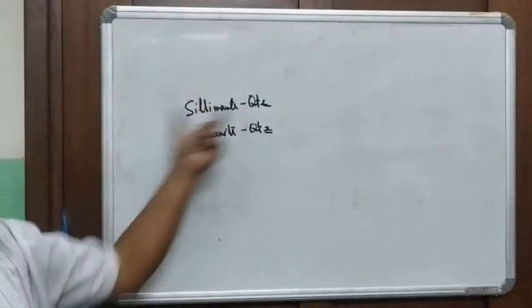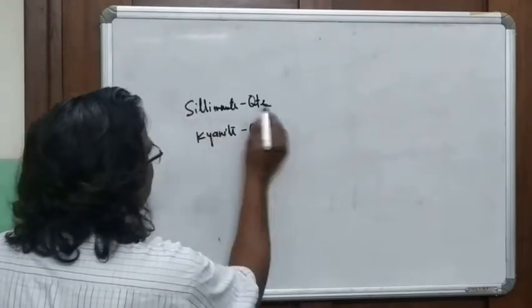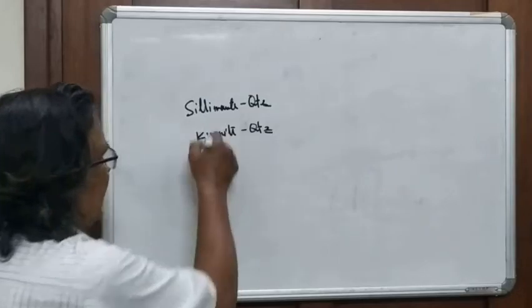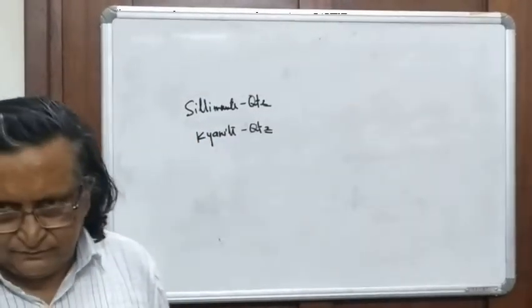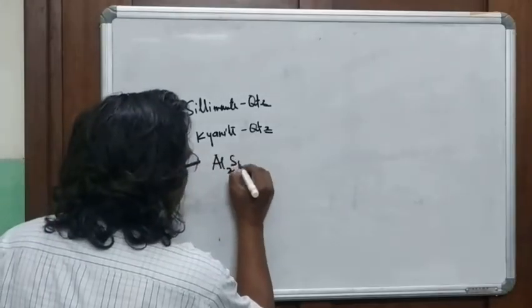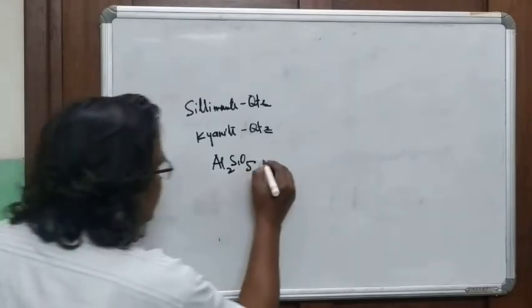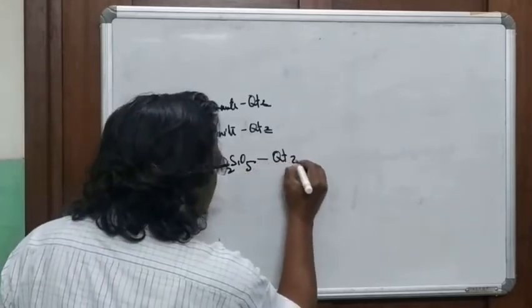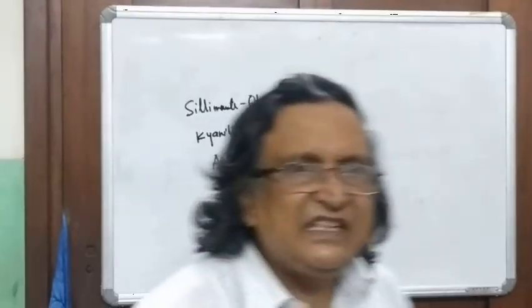But there could be a rock where you have sillimanite and quartz. Whether it is sillimanite or kyanite, it does not matter. Let's say the formula is Al2SiO5. It's an aluminum silicate. And you have quartz. So now you have a two-phase system.